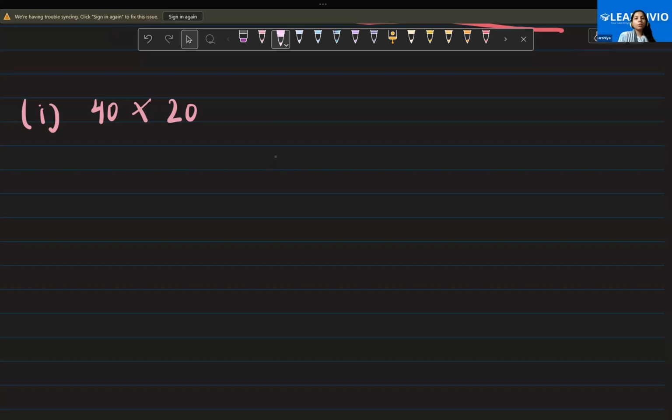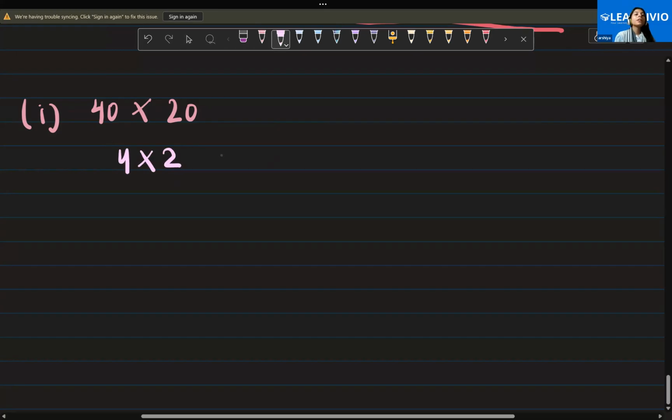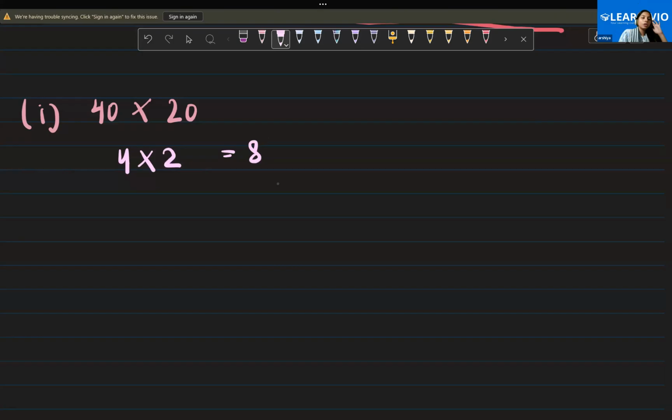So basically, what we will do is we'll remove the zeros. So you don't need to learn the table of 40. After removing the zeros, we are left with 4 times 2, right? So 4 twos are 8. I think till here you already understood on your own.